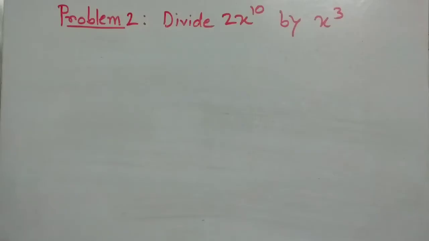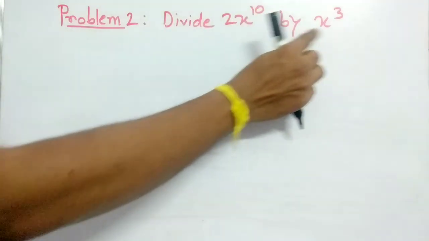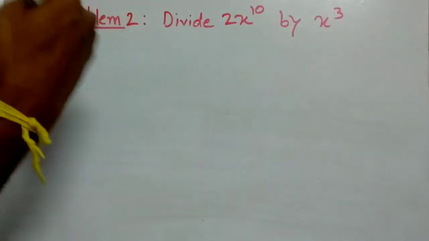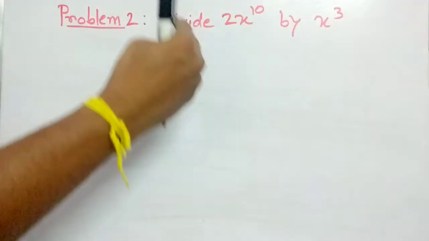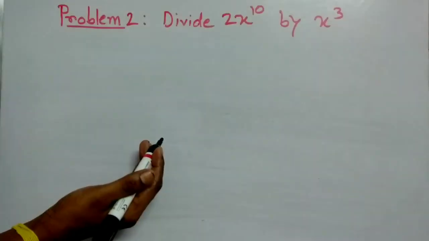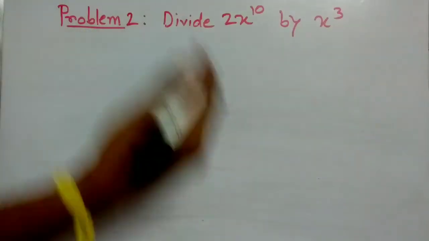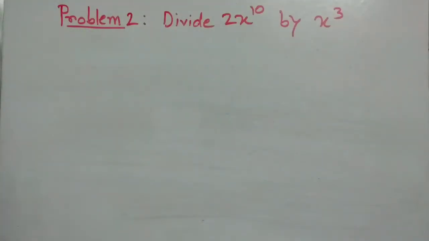But students, if I ask which method is easier for you, I think you will go for the expanded method. But still, I will tell you to use the exponent method, because in this question, divide 2x to the power 10 by x cube, will you write x 10 times? Or if it is x to the power 20, x to the power 25, will you write x 20 times or 25 times? Obviously not. That is why it is better to use the exponent method.